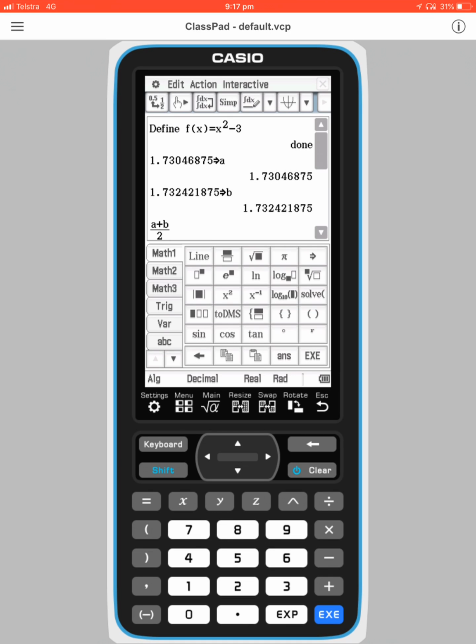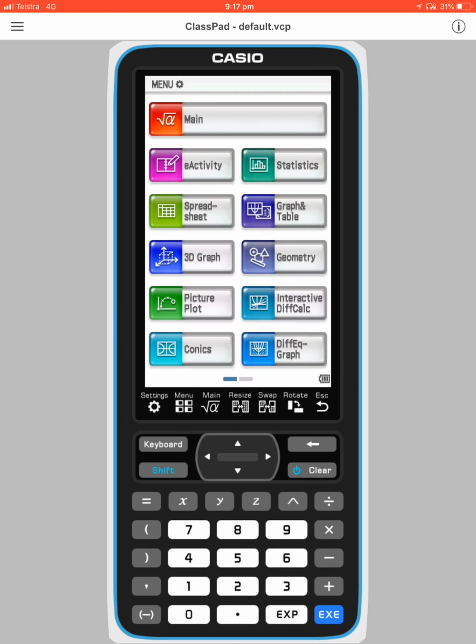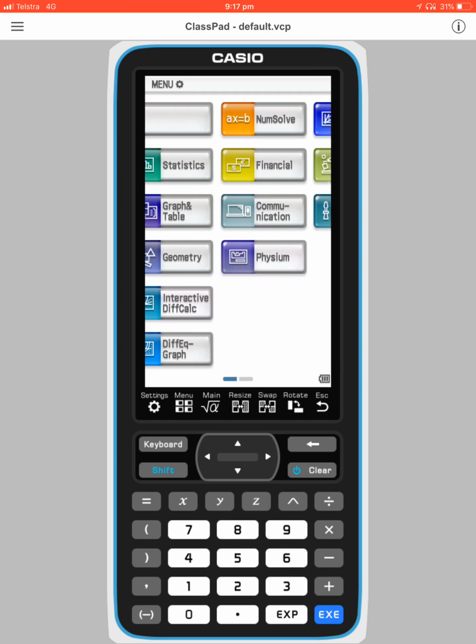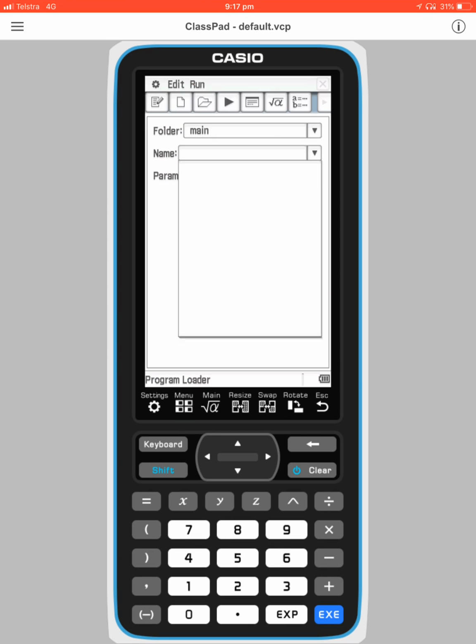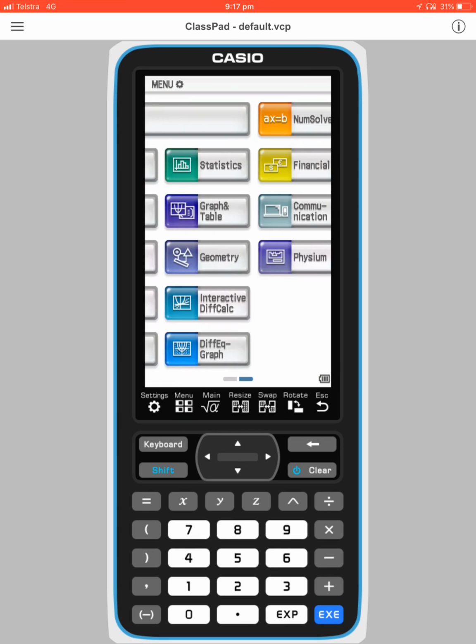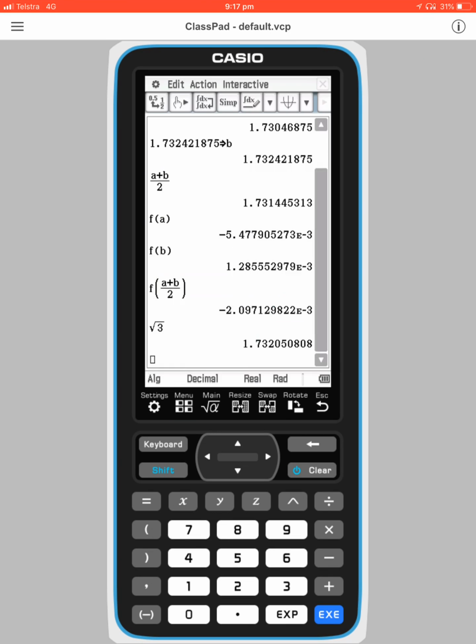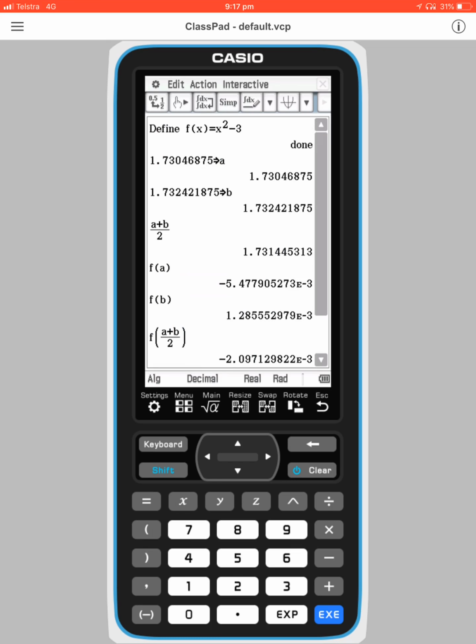Now I've got a program on my CAS. If you define the function, which I have, actually I probably don't have it on here, I just realized. Program, no I don't. Okay, so you're just going to have to be happy with going through this manually.